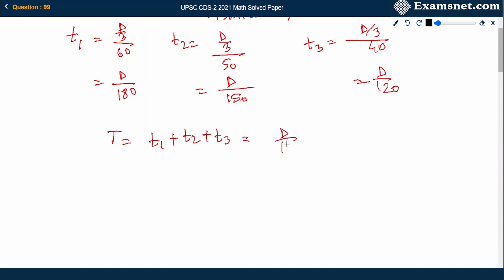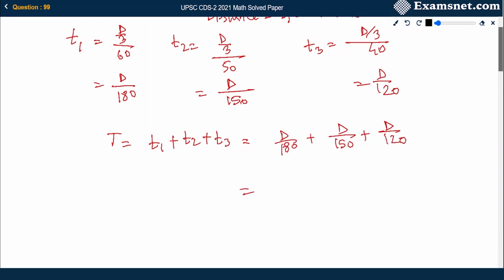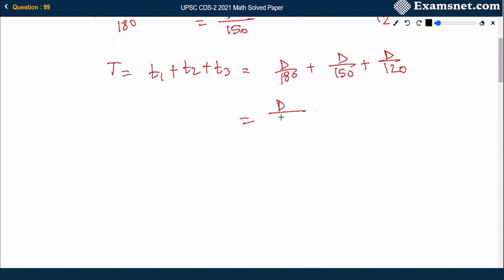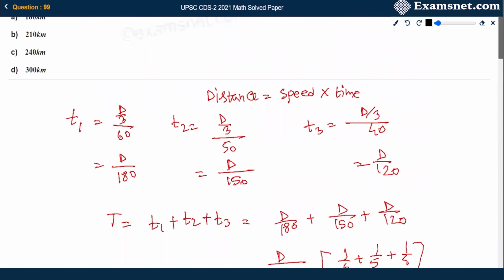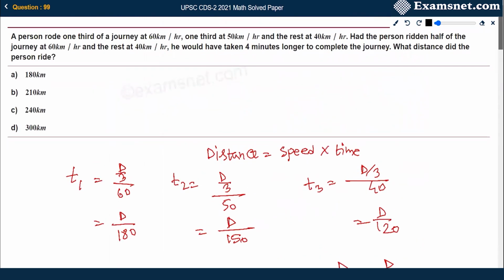Now, if I find the total time, so let's add them all. Okay, now further do the calculation, we can take common 30 from here. So it will be 60, 12, and 15. So 37D, 1800.